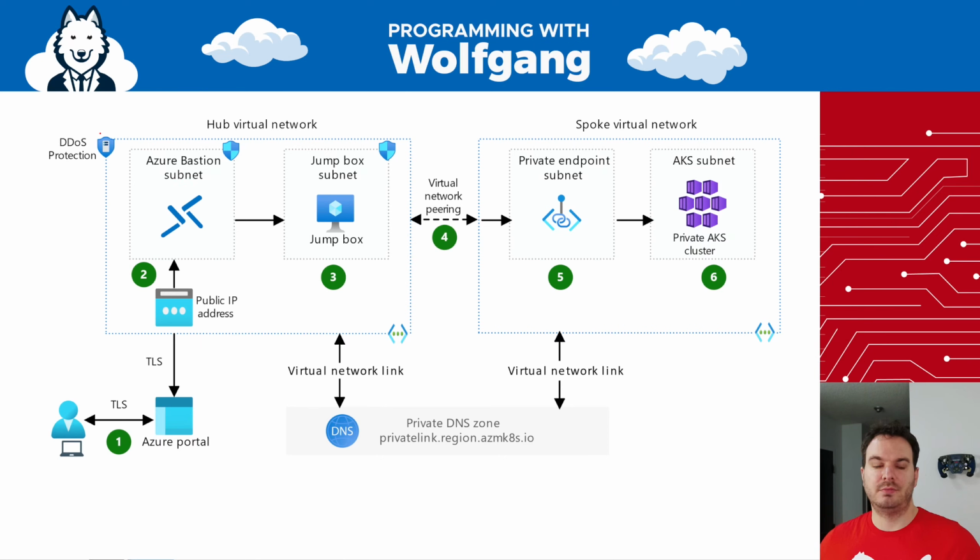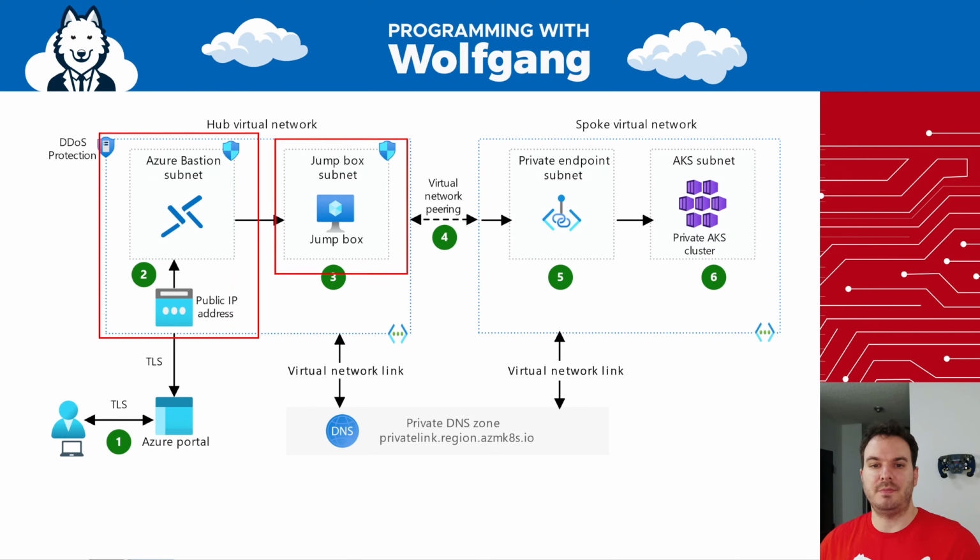Then on the left side, we're going to create a new Azure Bastion with a public IP address. Then we're creating a VM. In this case, it's called Jumpbox. And this VM will be able to connect to the private API of the AKS cluster.